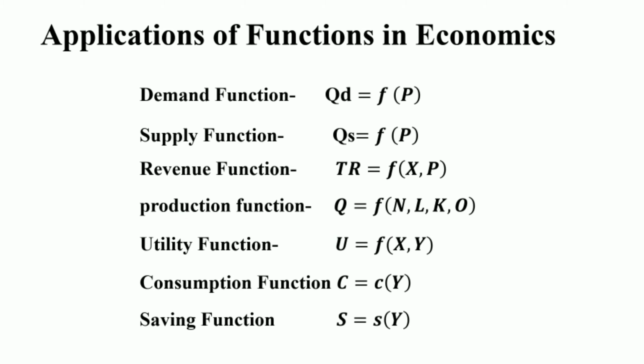Similarly, we have the utility function, where utility is a function of X and Y, where X and Y are two commodities which are purchased for consumption. Then utility derived from these two commodities can be written as U = f(X, Y). Similarly, we have the consumption function, C = f(Y). That means consumption is a function of income. And we have a saving function, S = f(Y). That means saving is also a function of Y.